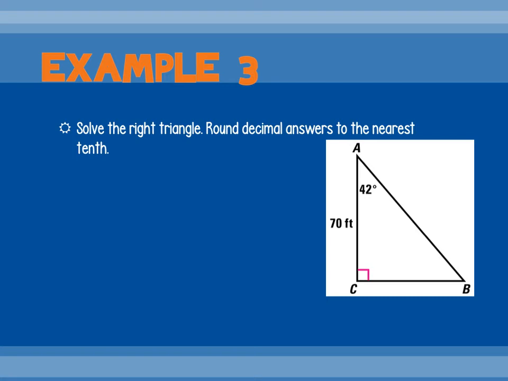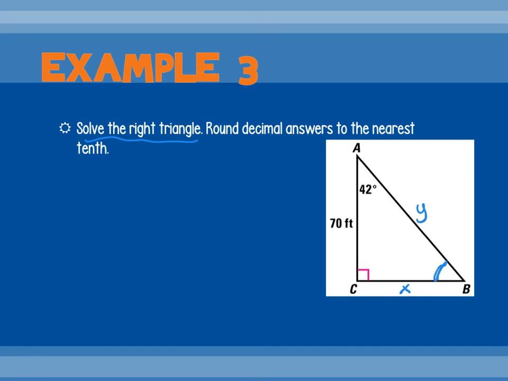Example 3, even easier. Here's my triangle. It's already drawn for me. It says solve the right triangle, round the decimal answers to the nearest tenth. So in my triangle, which is here, I want to solve it, which means find all the missing sides and all the missing angles. I'm missing this side here. I'm missing this side here and this angle.